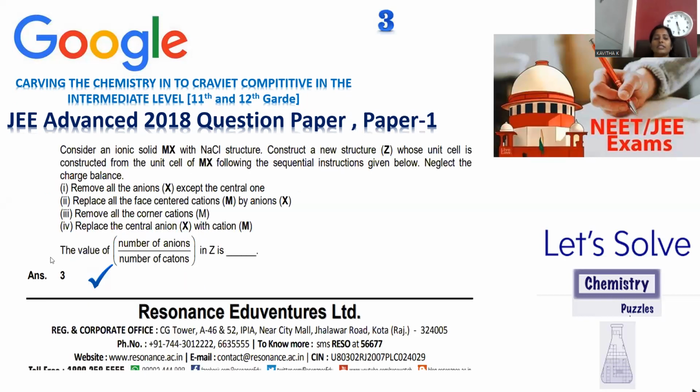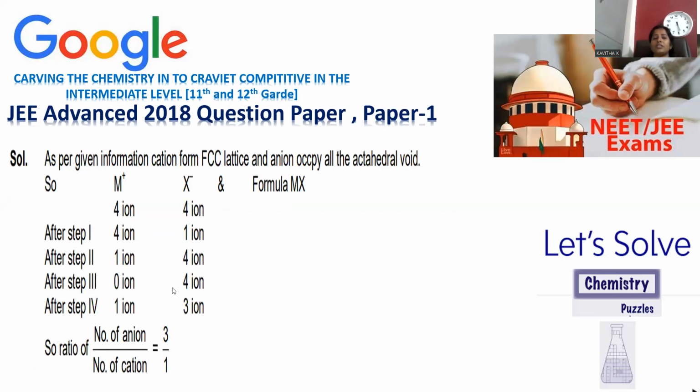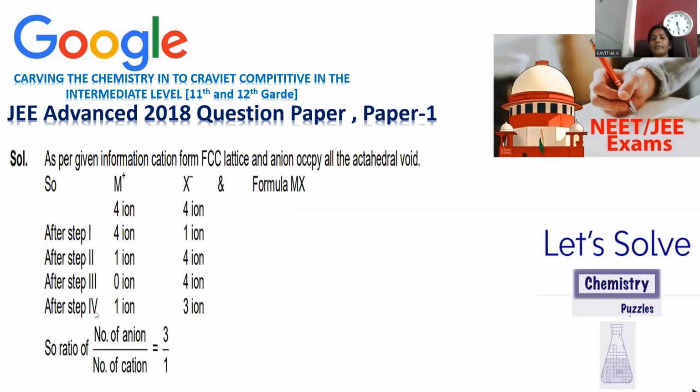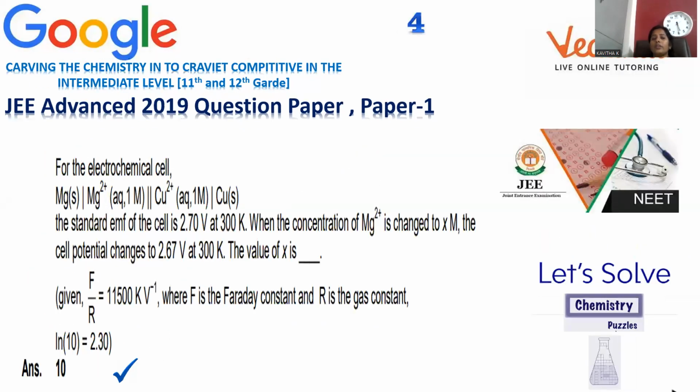Right? So 3 is the correct answer, according to the data and the assumptions we made. So for question number 3, the correct answer is 3 only. Move on to question number 4.